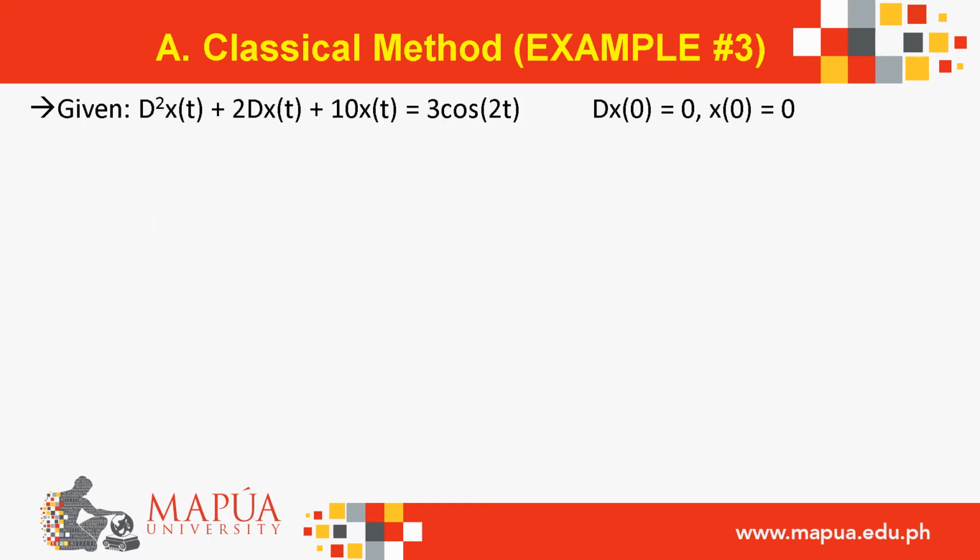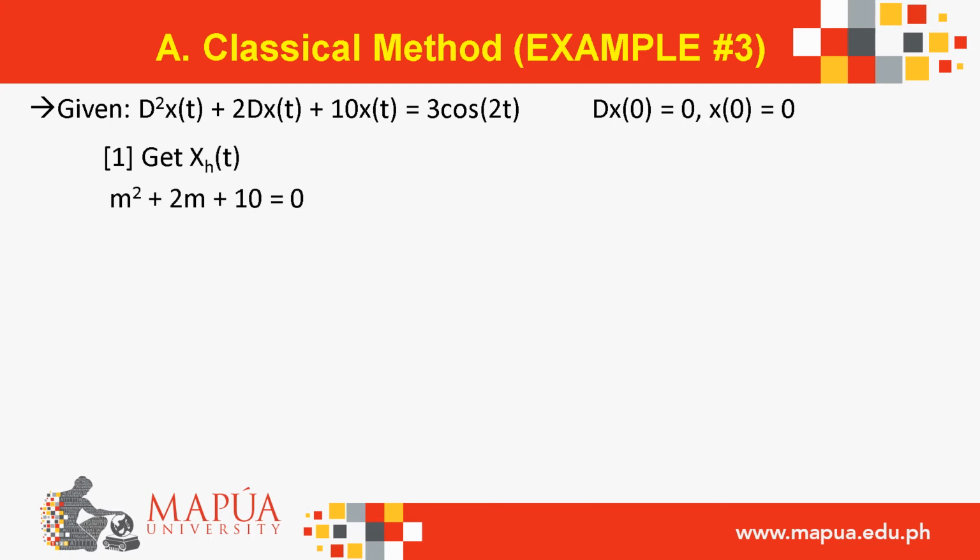Moving forward for the third example of our classical method, we will have an equation involving trigonometric functions. Given the equation x double prime plus 2x prime plus 10x is equal to 3 cosine 2t, and the initial conditions x of 0 is equal to 0 and x prime of 0 is equal to 0.